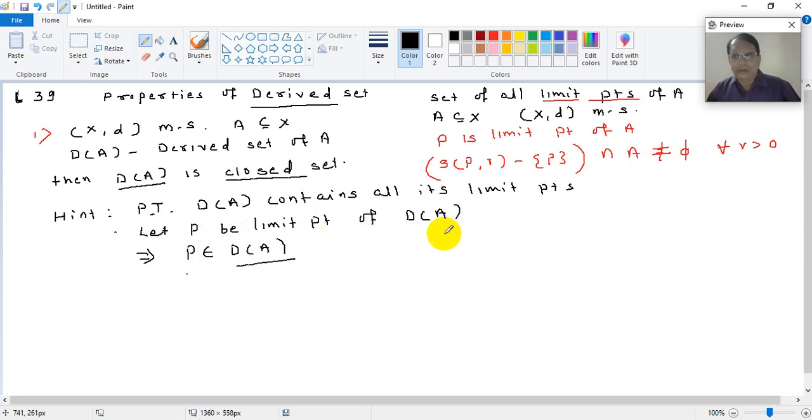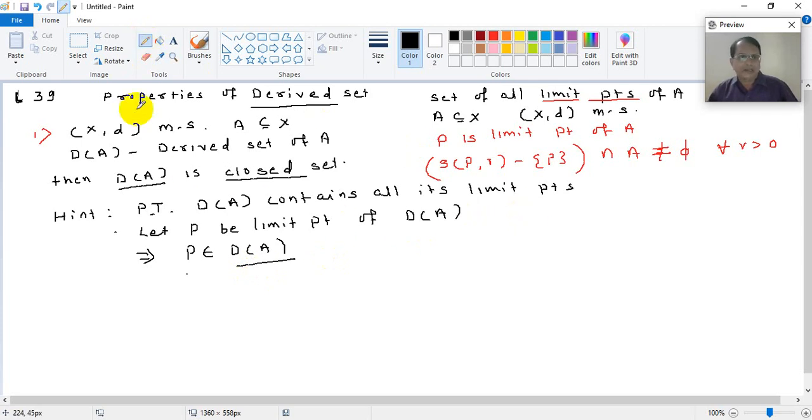P be a limit point of DA. This is our starting point. So what actually you are assuming here? That P is limit point of D of A. आणि तुम्हाला सिद्ध करायचं आहे P belongs to D of A. पण D of A म्हणजेच काय? सेट ऑफ ऑल लिमिट पॉईंट्स ऑफ A. So what here you have to prove is, if you have a limit point of derived set of A, then it is a limit point of A also. आणि ह्याचं एक आपण व्हेरिफिकेशन करू.